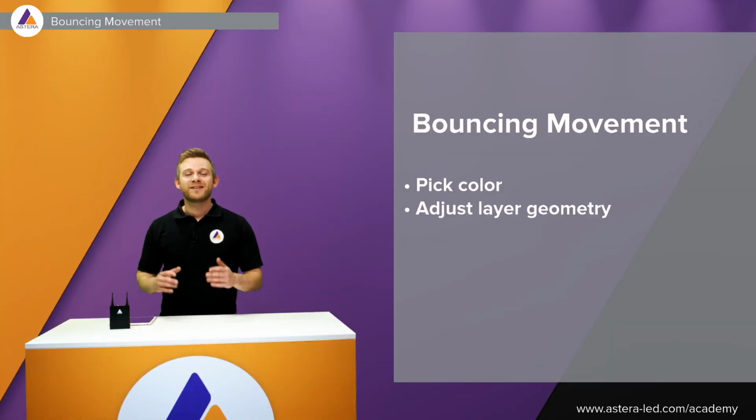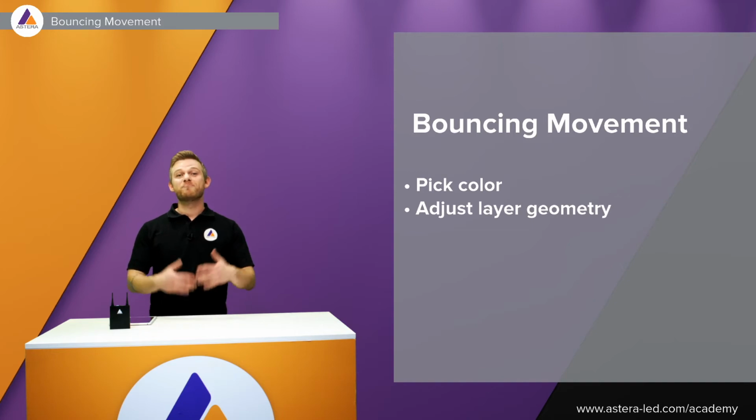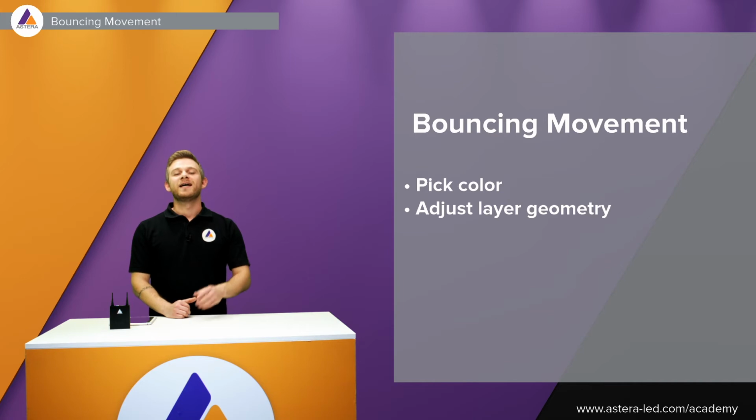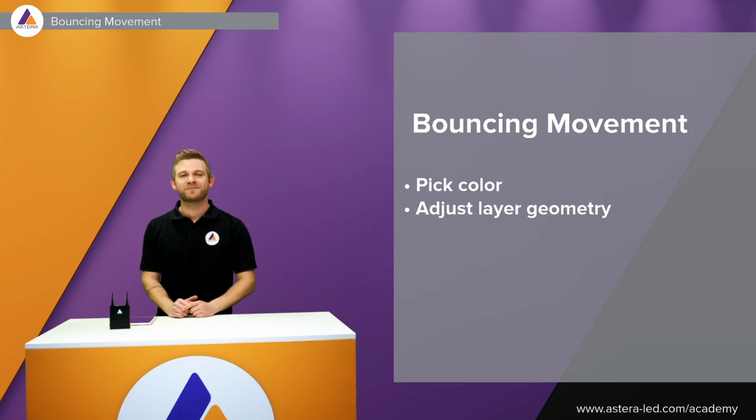So to create this bouncing effect, we pick a color. You can also, when having the chaser effect, pick up to a maximum of 8 colors. Creating the Knight Rider effect, we only need the red color, of course. And we are adjusting the layer geometry, so the two arrows, the direction, so it's bouncing back and forth, the speed, and also have added some edge and adjusted the edge fade here in this case.